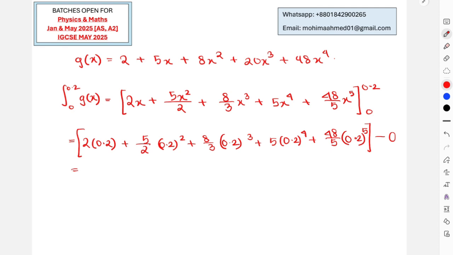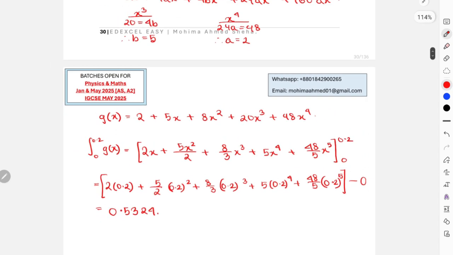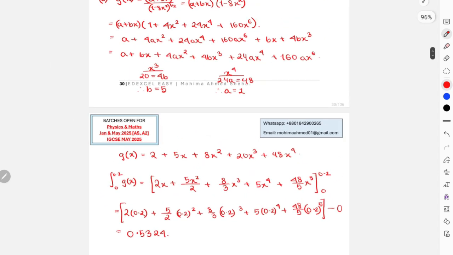Just wait 1 minute, let me integrate this. So after the calculation, you get 0.5324 as your final answer, okay? So this is it for the integration of this case.